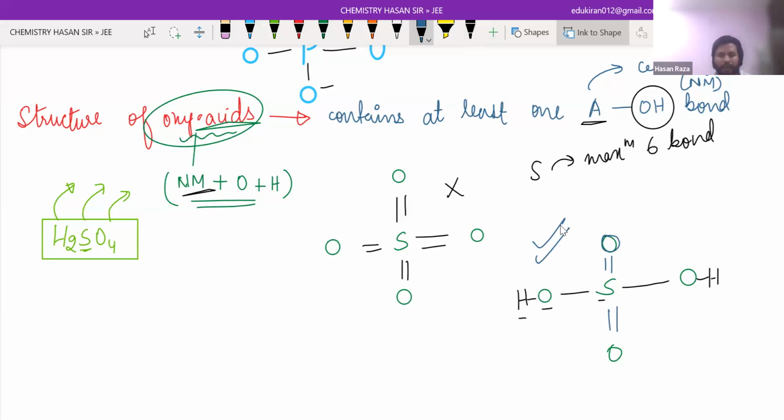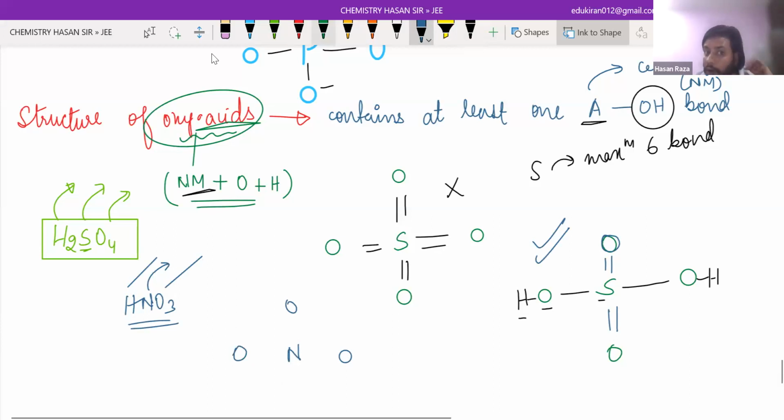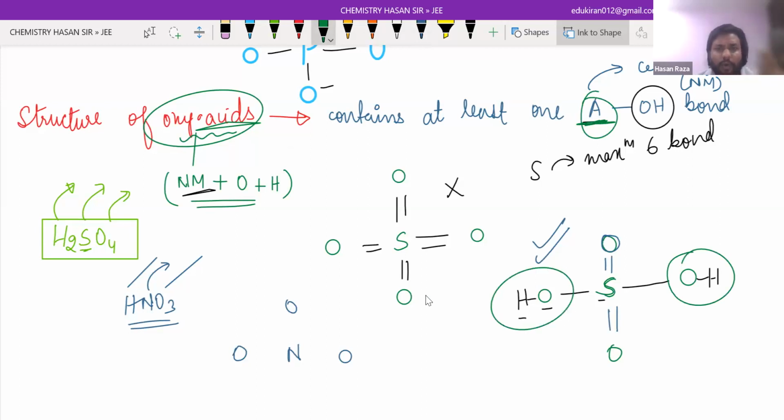Yes, sir. If you have another oxy acid, like let's say HNO3. Now you can see hydrogen, oxygen, nitrogen. It is an oxy acid of nitrogen. So this is your central atom. You have three oxygen. For an oxy acid, there must be at least one AOH bond. You have only one hydrogen here, so there will be one OH bond. Okay, so this will make single bond.